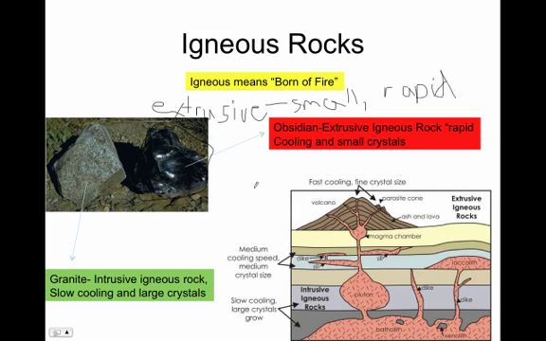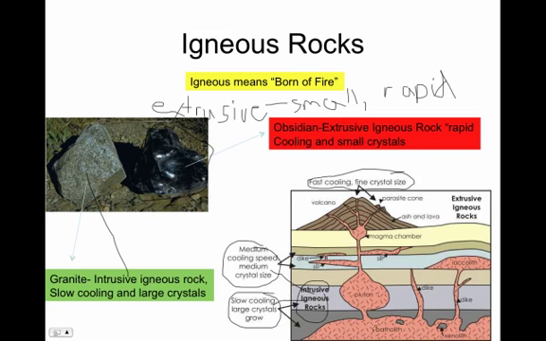So, rapid cooling. This is granite. It's an intrusive igneous rock, and it forms below the surface of the earth, and it has larger crystals, and it cools slowly. You can see here, this little diagram talks about fast cooling, and these are extrusive. Medium cooling would have medium crystals, and slow cooling would have large crystals. Intrusive for these two, because intrusive means in the interior.